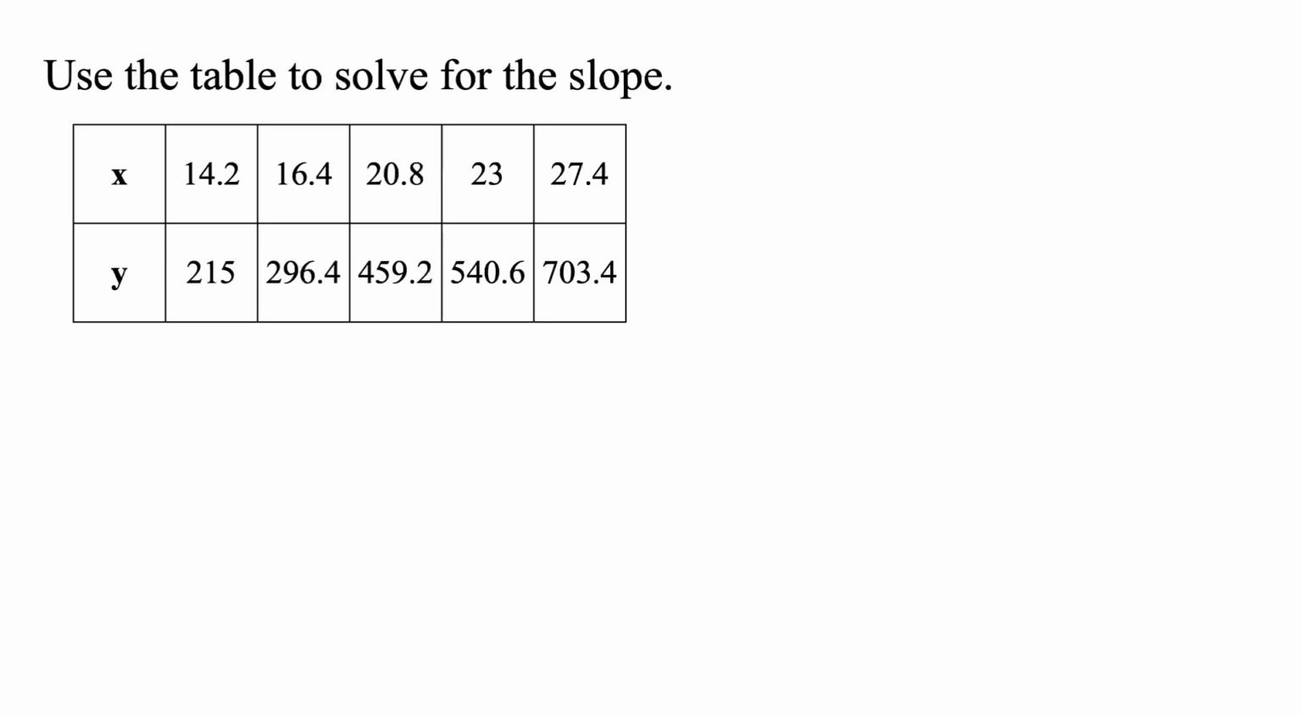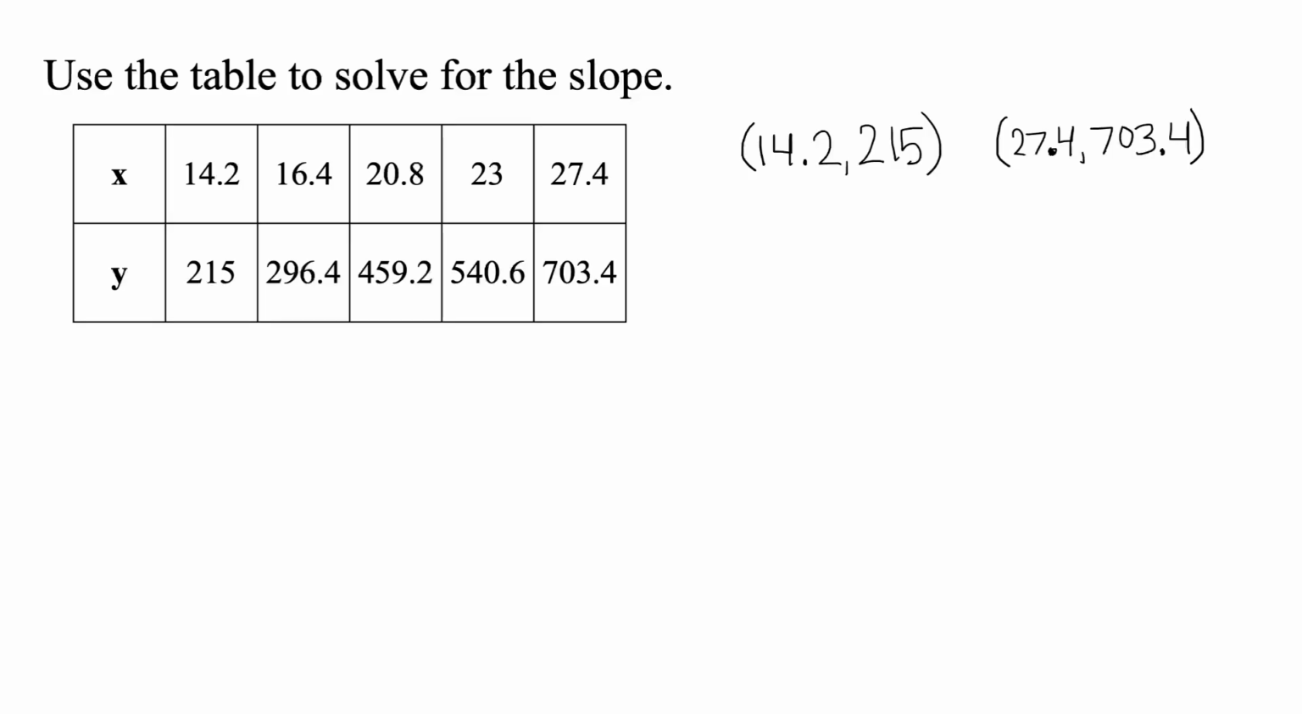Let's work through an example of calculating positive slope using a table. Use the table to solve for the slope. First, identify two ordered pairs in the table. One ordered pair is 14.2, 215.